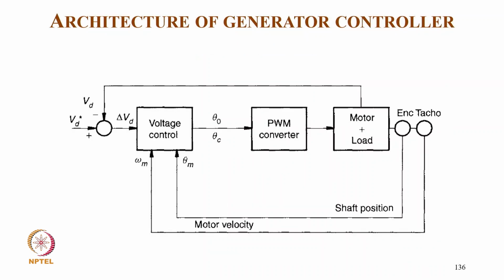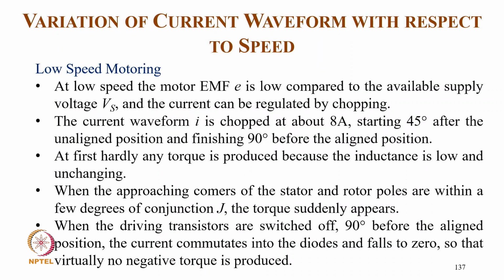And this is typically the generator controller. So we have a DC link voltage reference, and we have feedback of DC link voltage, then delta VD is given to voltage control, and we have the speed and position feedback. From this we get theta 0, theta c to the PWM converter, which feeds the motor and load. Now coming to variation of current waveform with respect to the speed.